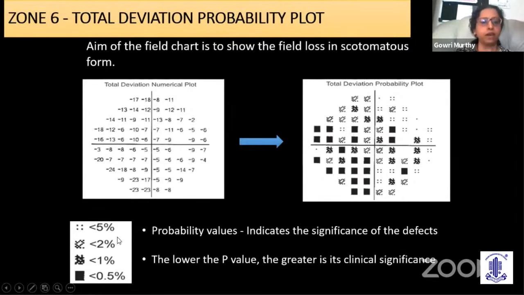So these are the p-values which are there with these symbols, and each of these numbers is converted into the probability points. So wherever you have this dark black square, that means that it is very highly likely that the patient's threshold is abnormal, that is p less than 0.5%, and the other symbols indicate these probabilities as shown here. Lower the p-value, the greater its clinical significance.